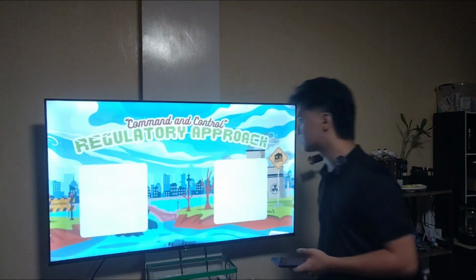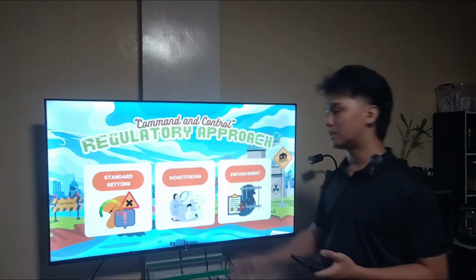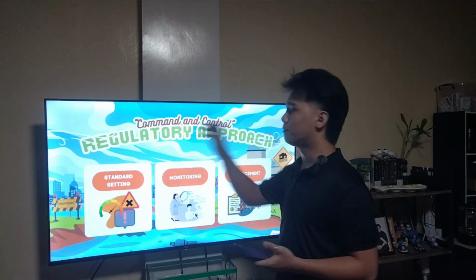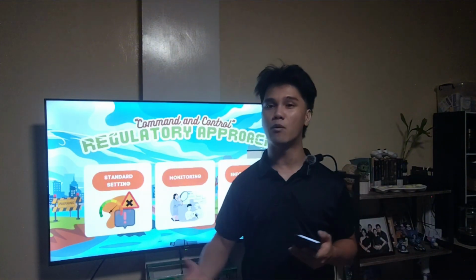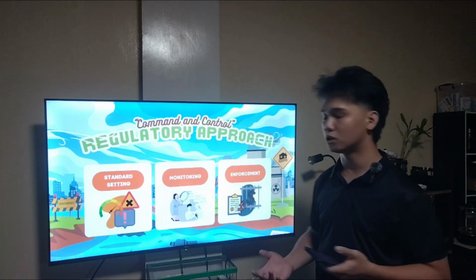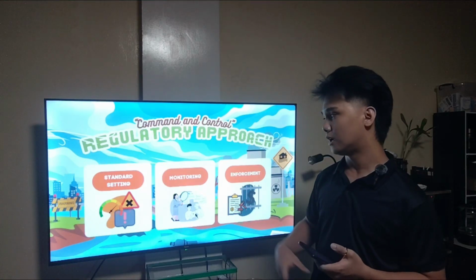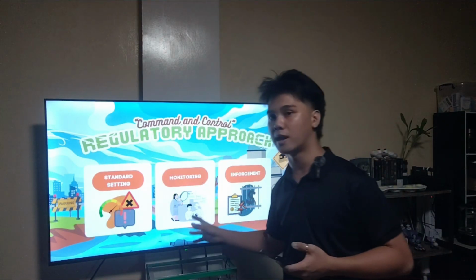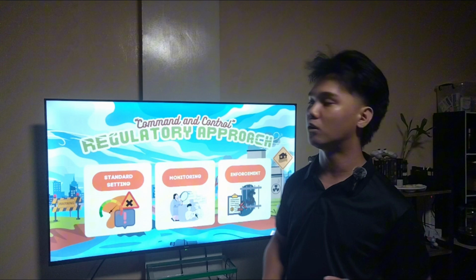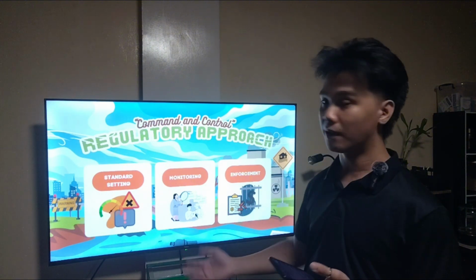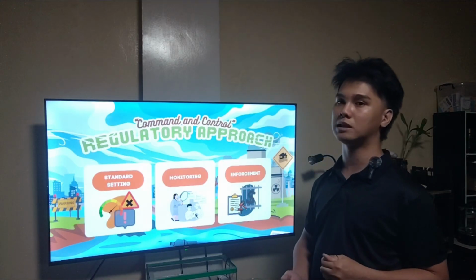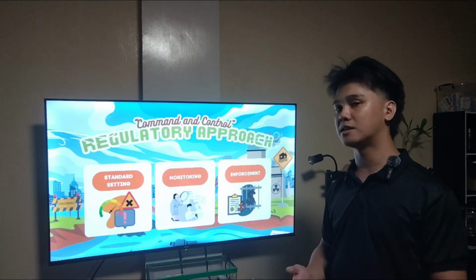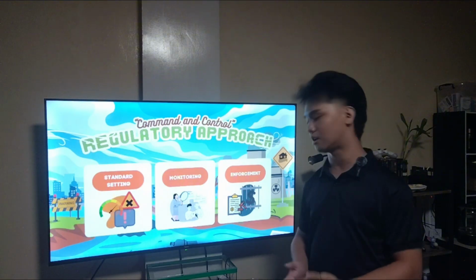So, next is meron tayong tinatawag na standard setting. Doon nga sa command part, dapat meron tayong standard. We set standards, mga allowable levels ng pollution, and etc. And we need to monitor those as well. May lalagpas ba or may lumalabag ba? And next is yung enforcement. And again, dito na pumapasok yung ating mga violators. May mga binabayaran silang fine, community service, etc.